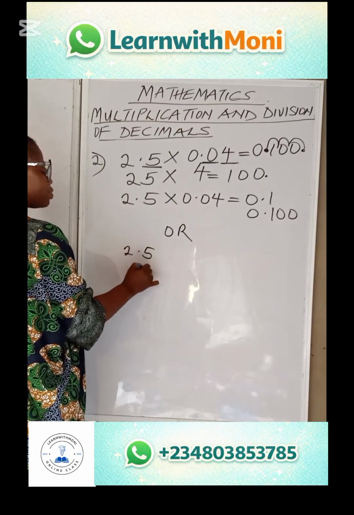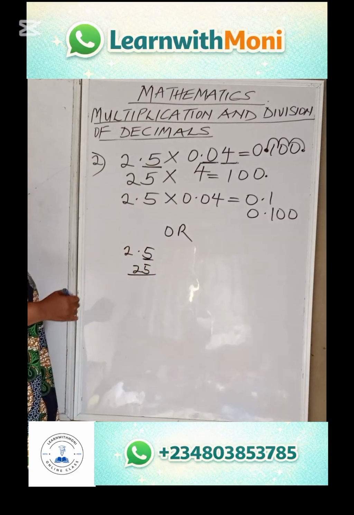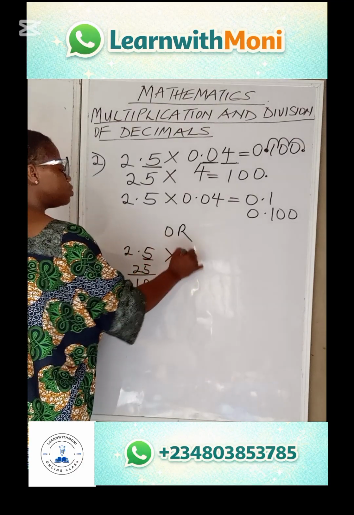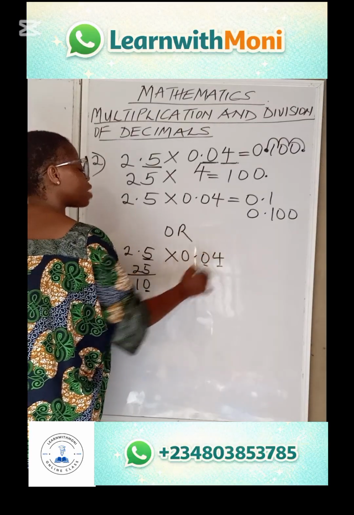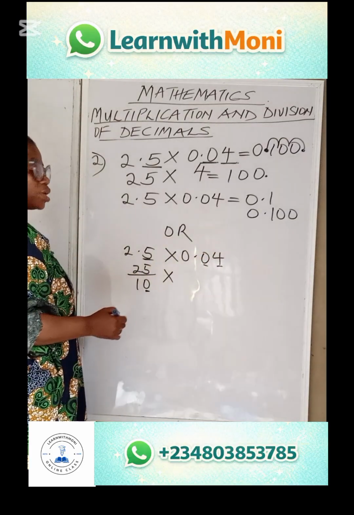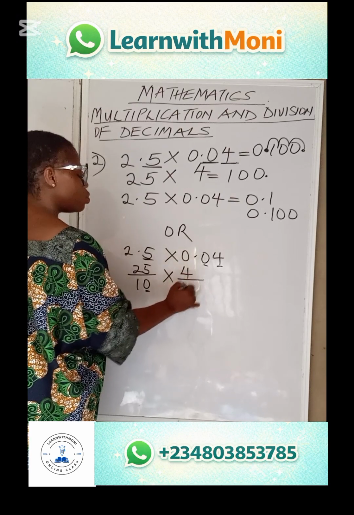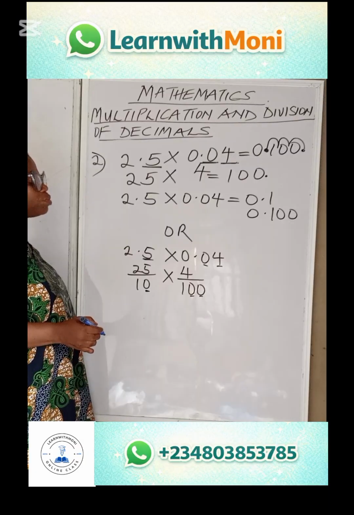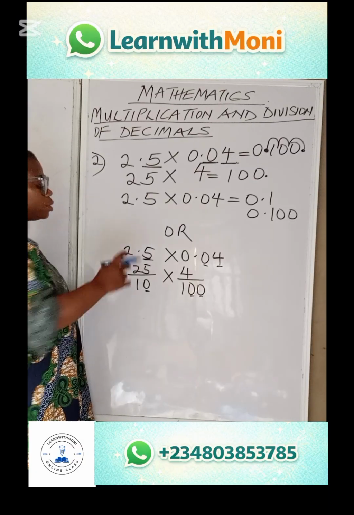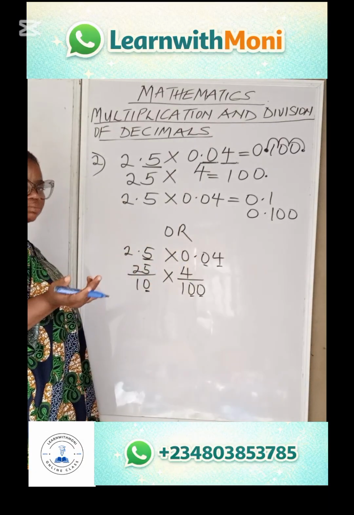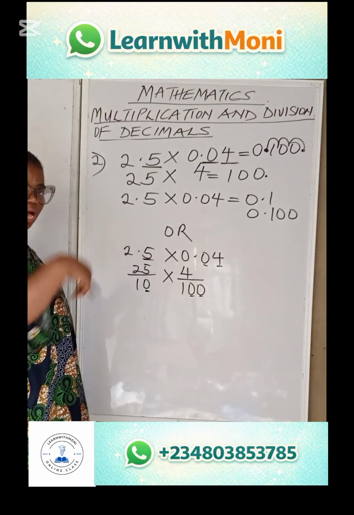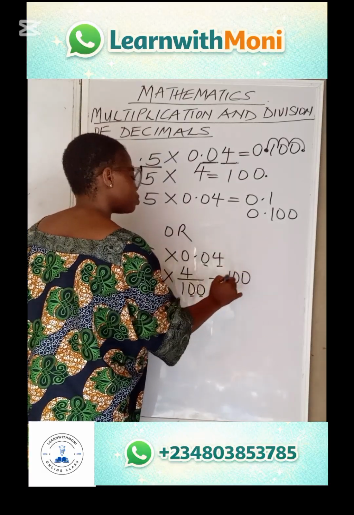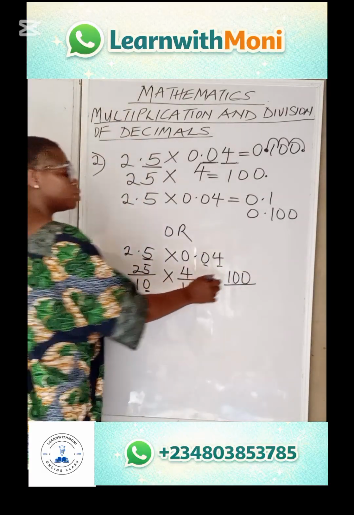2.5 is 25 over 10. 1 digit at the back of the decimal point. That is 10 in the denominator. Times 0.04. 2 digits at the back of the decimal point means I have 4 over 100. 2 zeros as part of the denominator. So let us multiply. 25 times 4. I can divide outrightly from here. I can also multiply outrightly. 25 times 4 is 100 over 10 times 100 is 1000.